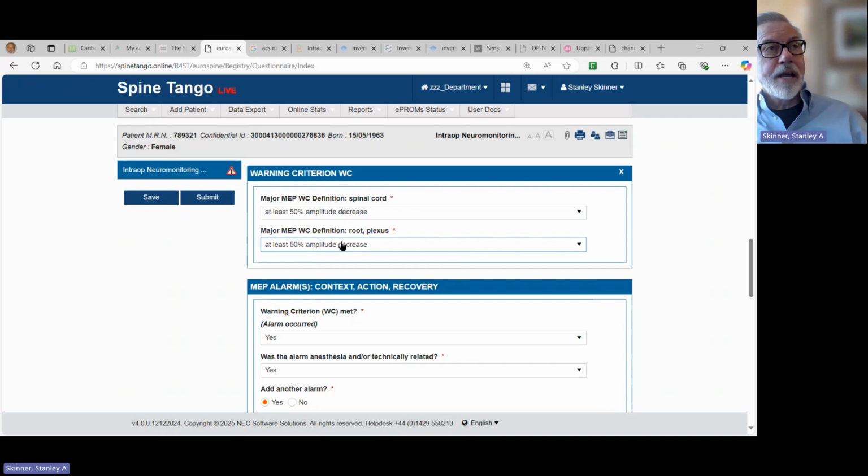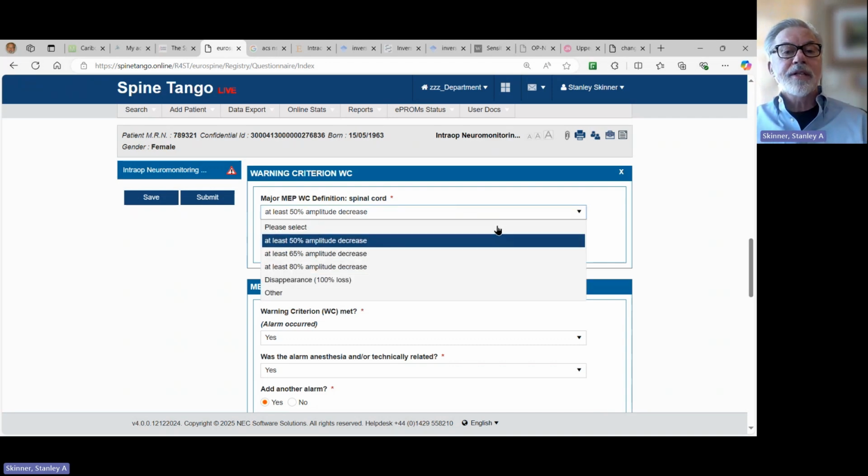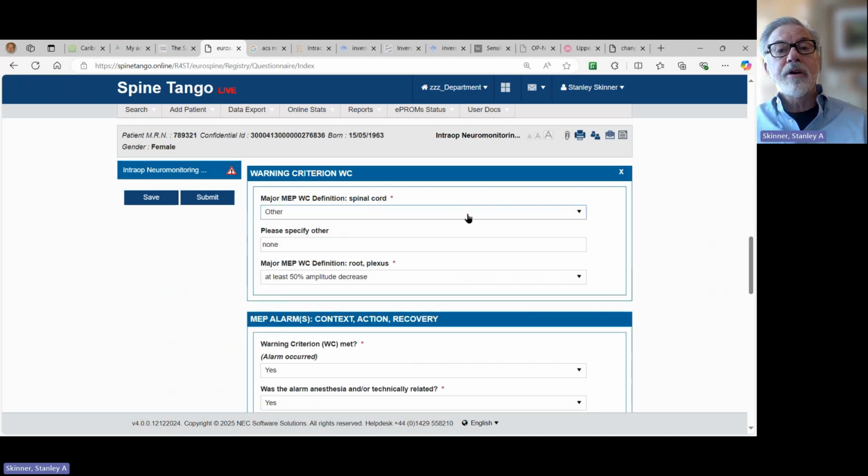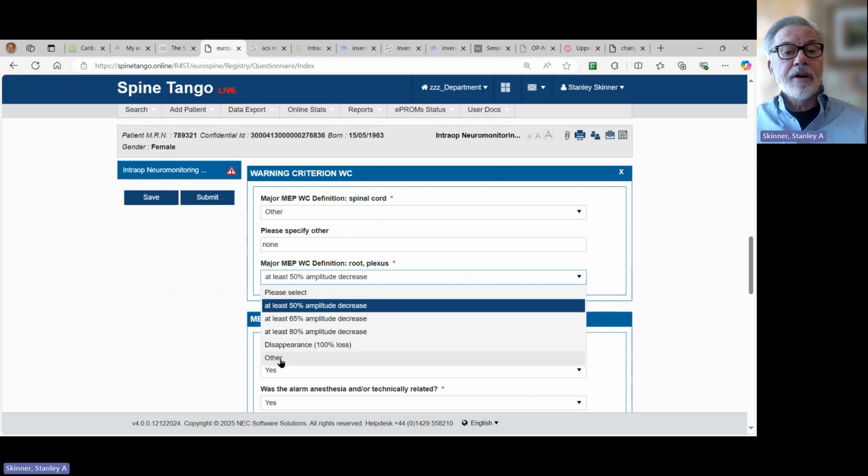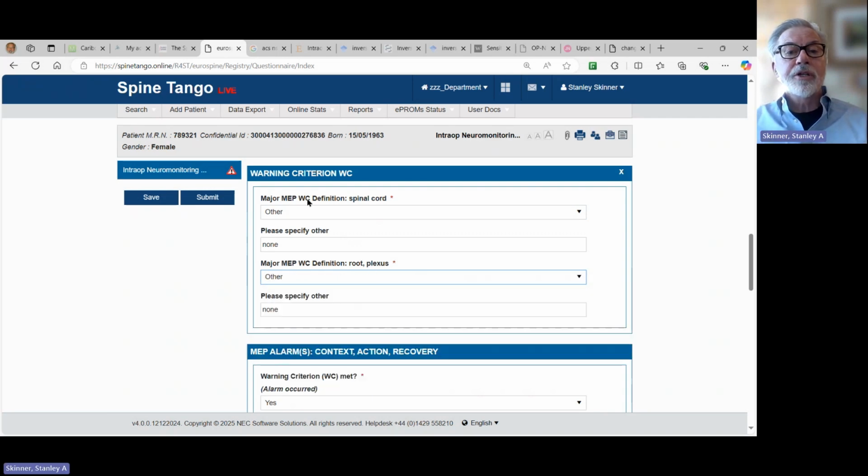And that'll take care of that issue. But what if you never record MEPs? The way to address that is to answer "other" on the spinal cord definition and "other" under the root or plexus definition, and then specify, as it says here, and I'll rewrite it, "none." That's to specify other. That's the way to address it if you never record MEPs for any patient.